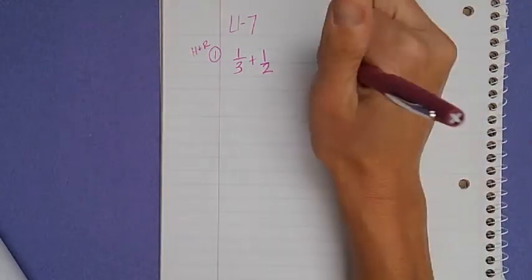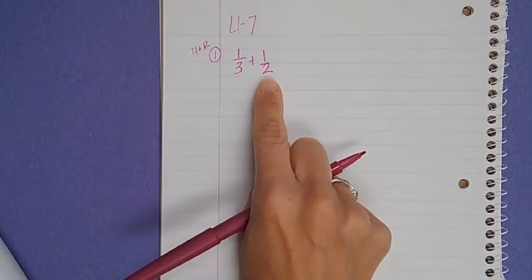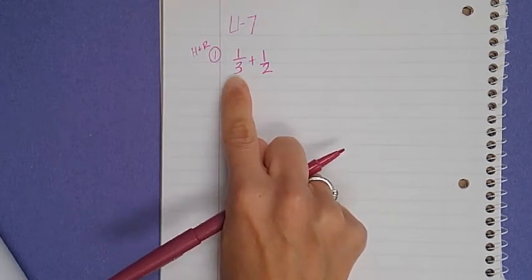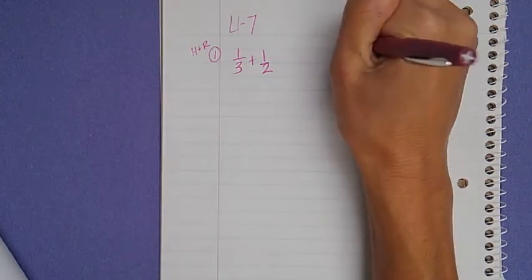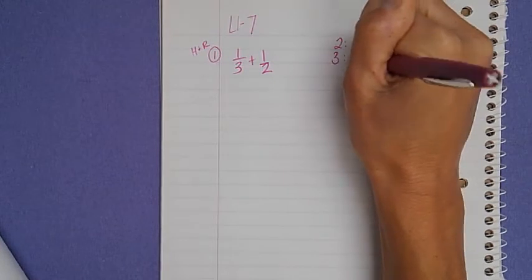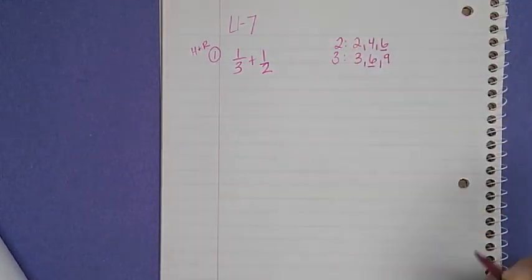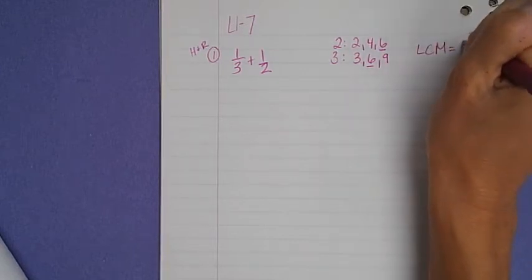I do know that with numbers like 2 is even, and I can count 2, 4, 6, 8, 10, and 3 is odd, so I know that the first multiple that they're going to have in common is going to be 3 times 2, because the multiples of 3 are 3, 6, 9. So I'm going to list those there, 2, 4, 6, and then we have 3, 6, 9. So we can see that this 6 right here is our least common multiple. And we can call that the LCM, and it is 6.